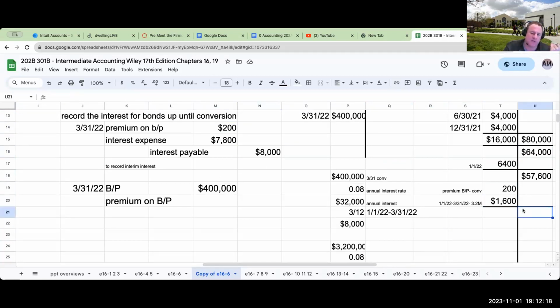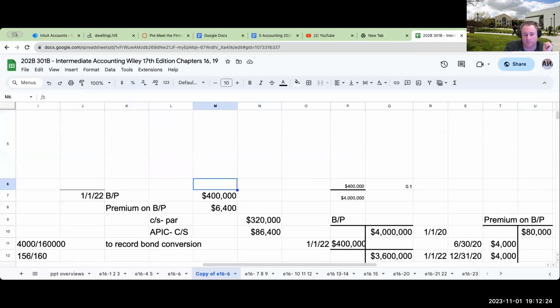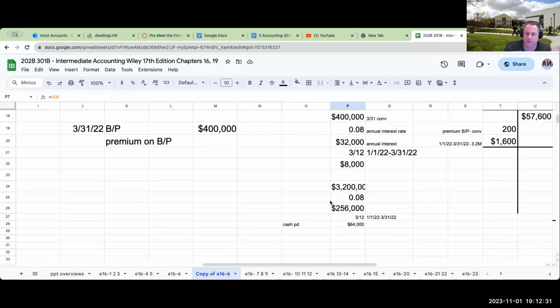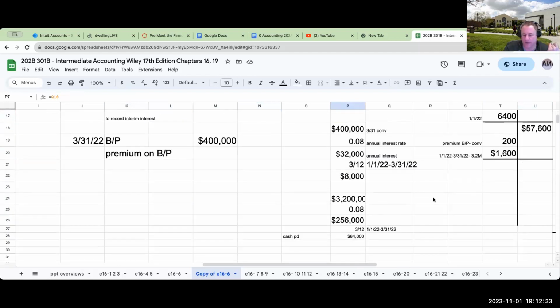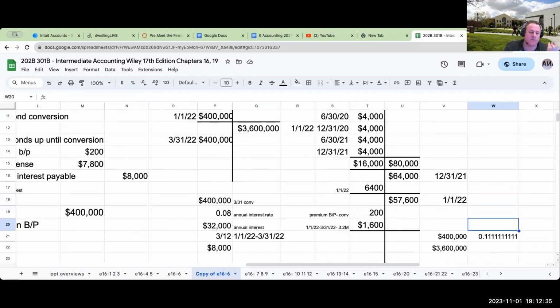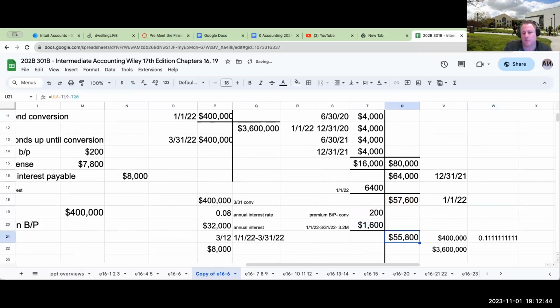But at the same time, if I'm going to employ a similar method, remember what I did up here. I said, well, we had 400,000 of bonds being converted. This represented 10% of all the bonds. Now we're doing another 400,000, which is now 11.11% of all the bonds. So in order for me to do this properly, what I need to figure out is, what is my premium in total prior to adjustment?